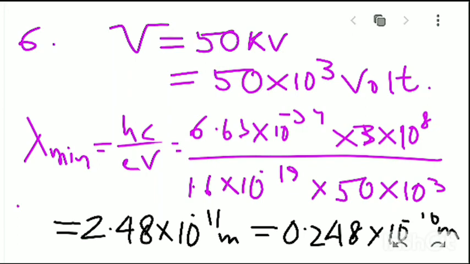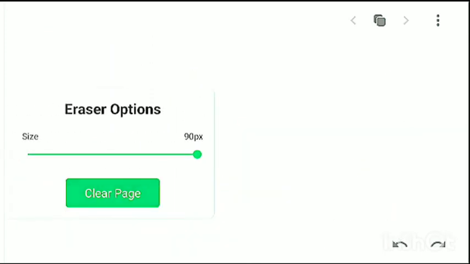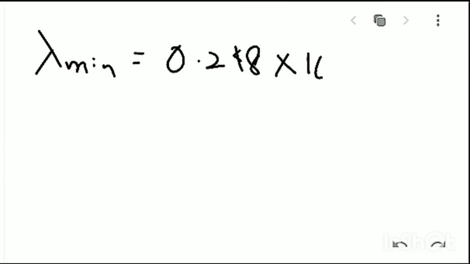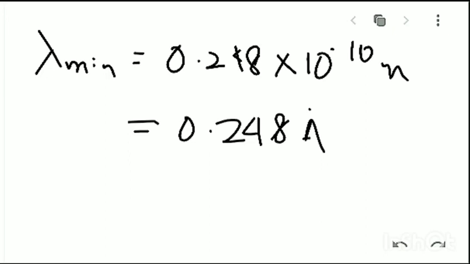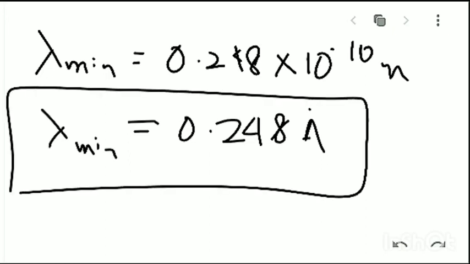Now 10 to the power minus 10 meters can be easily expressed as 1 Angstrom. So lambda minimum, which is 0.248 into 10 to the power minus 10 meters, can easily be expressed as 0.248 Angstrom. That is another case of minimum wavelength calculation. So you can see most of these maximum frequency and minimum wavelength numericals are coming in ISC. So give proper importance to them. That's what is required.